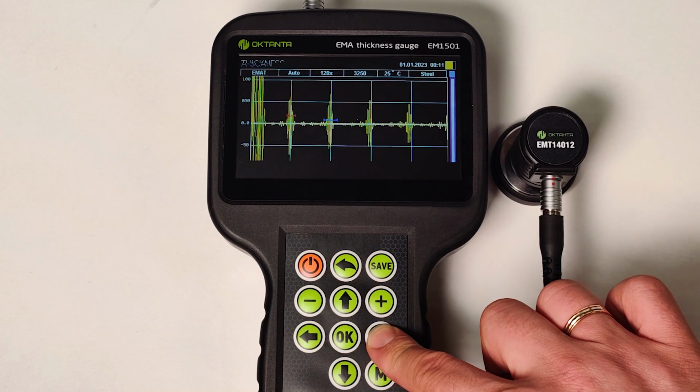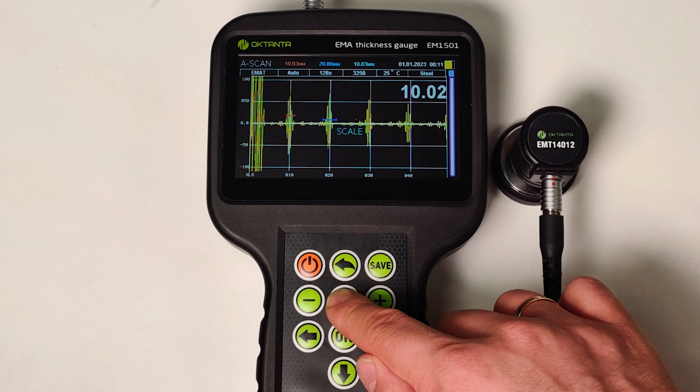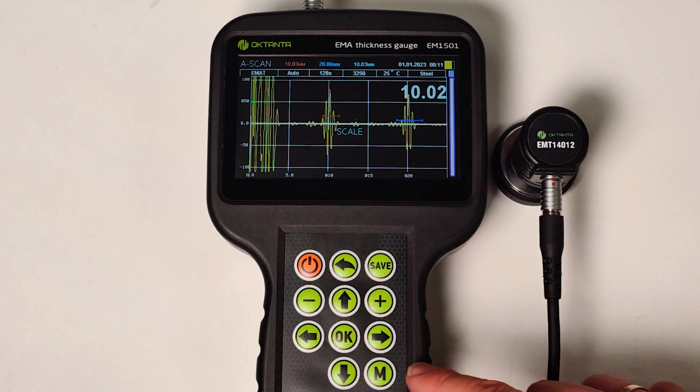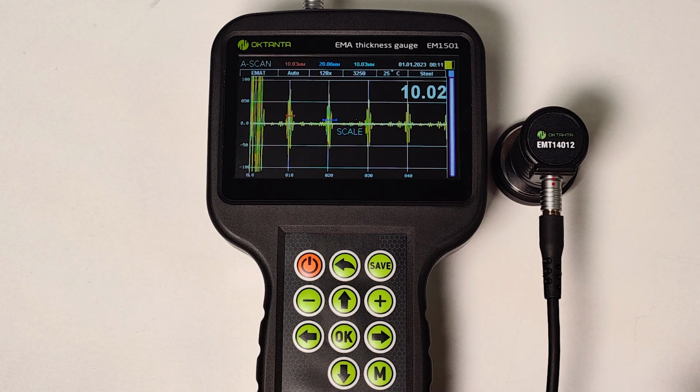Let's switch the device to the A-scan display mode. The horizontal axis displays the timescale, which is converted into millimeters by multiplying by the value of the speed of sound in metal. The vertical axis displays the amplitude of the signal received by the device in percent.